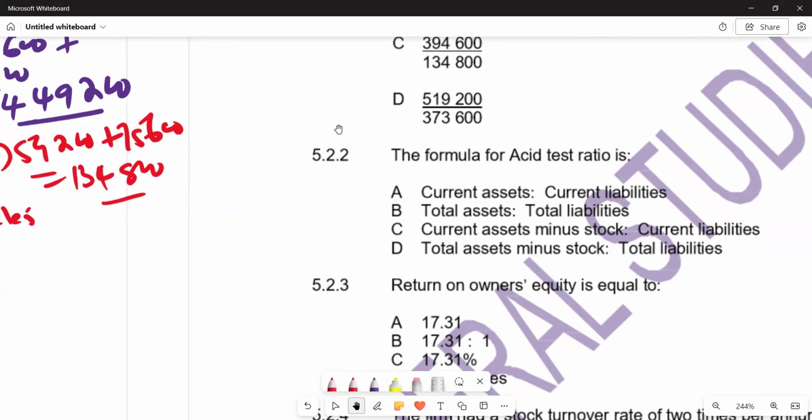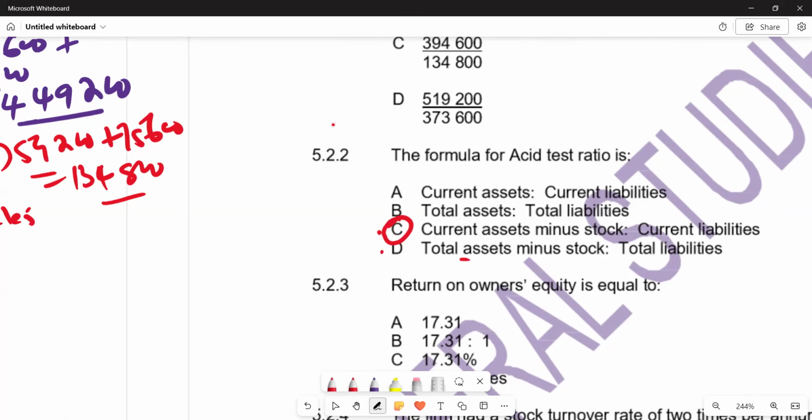So we look for a formula that is subtracting stock, and we are seeing that it's on C and D. Let's start with C, current assets minus stock as to current liabilities, which is correct. Then this one is total assets minus, which is not correct. We are supposed to say current assets. So this one is out. So we are left with C. So C is the correct answer that we have there on 5.2.2.